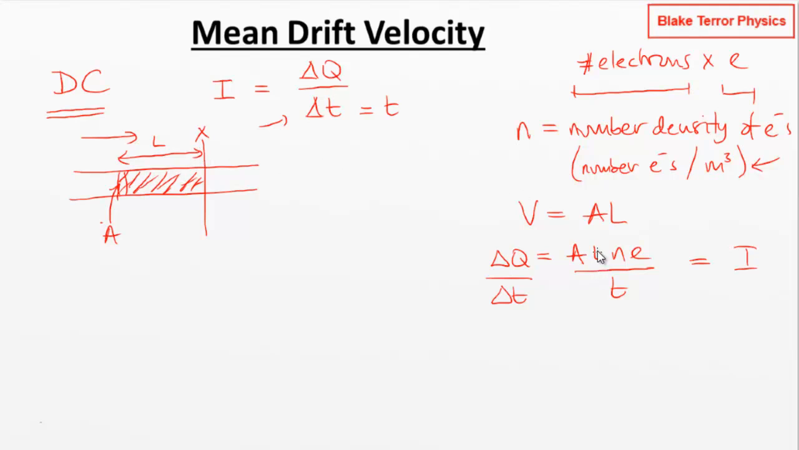Now, the extra step, because you'll notice we haven't got velocity in here at the moment, is, of course, this distance. The electrons are just moving along the wire, and they've moved a distance L in time T. So distance over time gives us our velocity, which is what we've got, L over T, in this equation. So it gives us a final formula of I equals A N e v.